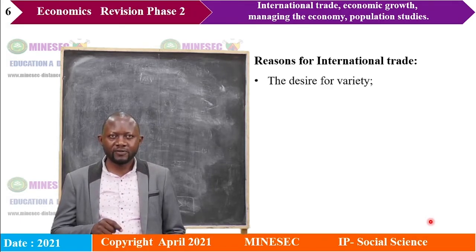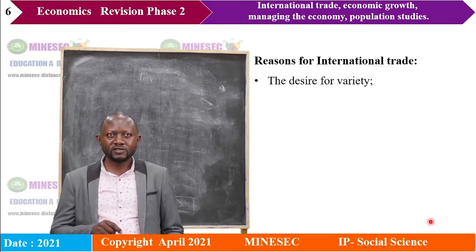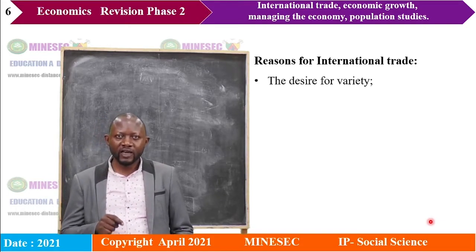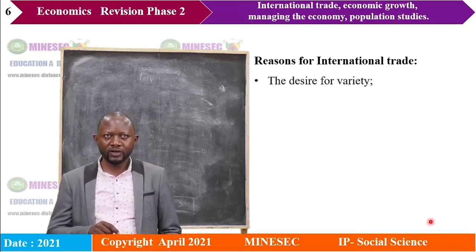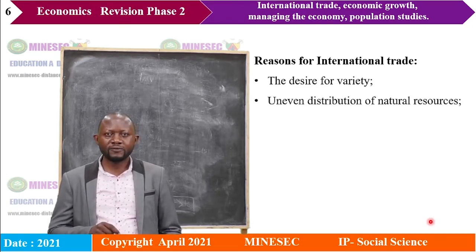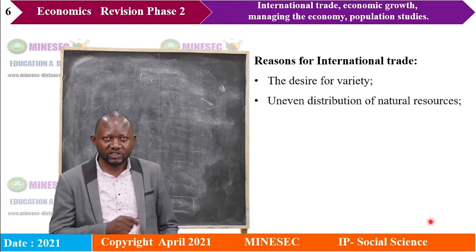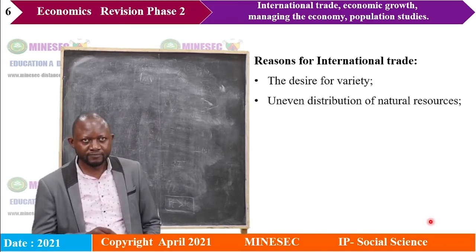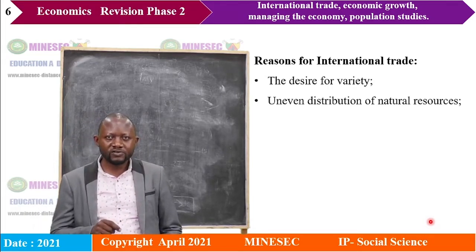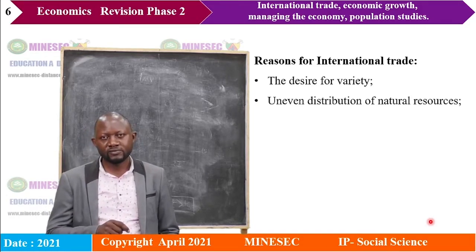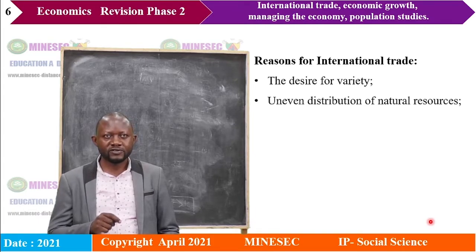We'll start with the desire for variety. Countries may engage in trade in order to permit the citizens enjoy goods that the domestic firms are unable to produce. That will lead to an increase in living standard. We have uneven distribution of natural resources. Natural resources in the world are not evenly distributed. Some countries have abundance or promise of mineral deposits, while others do not. So because of that, there's a need for trade between countries.